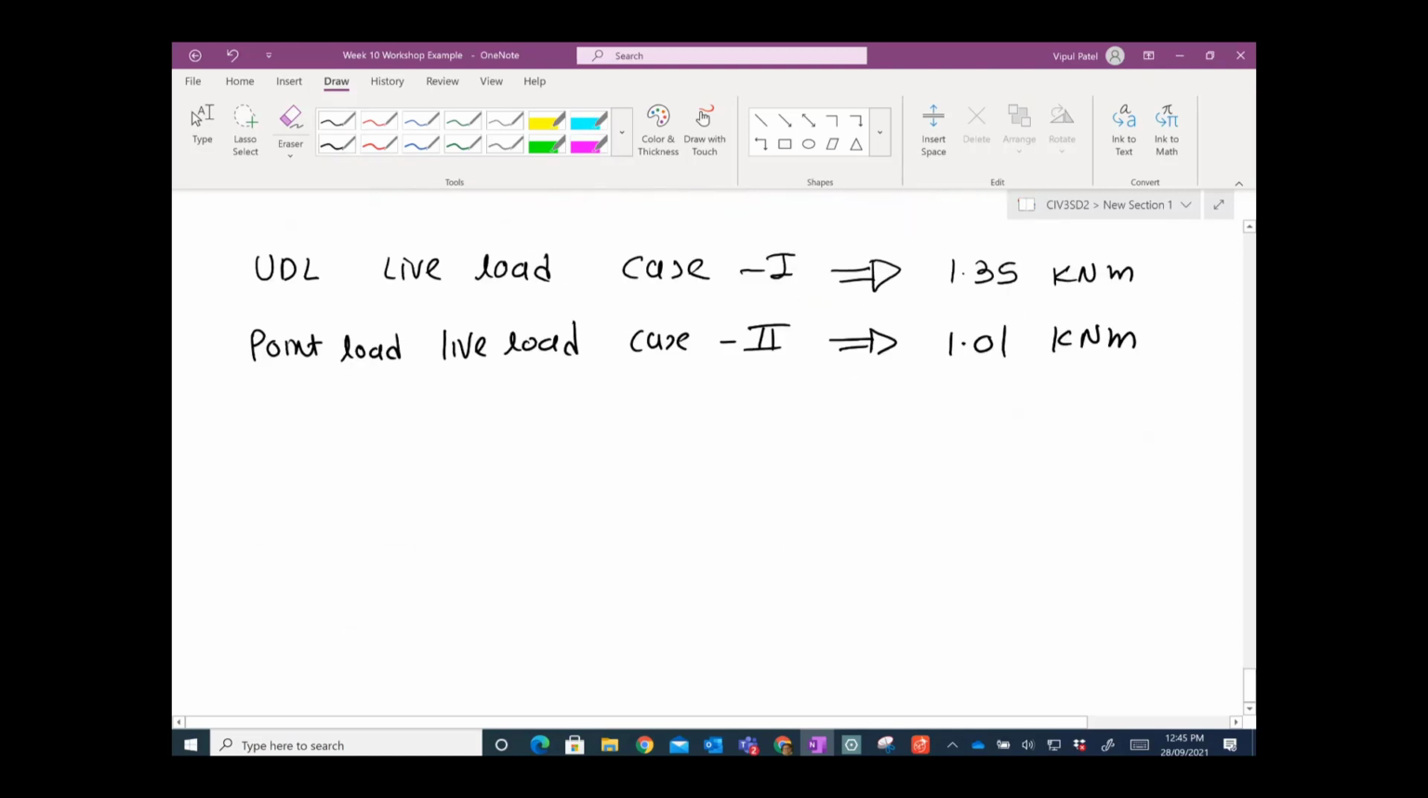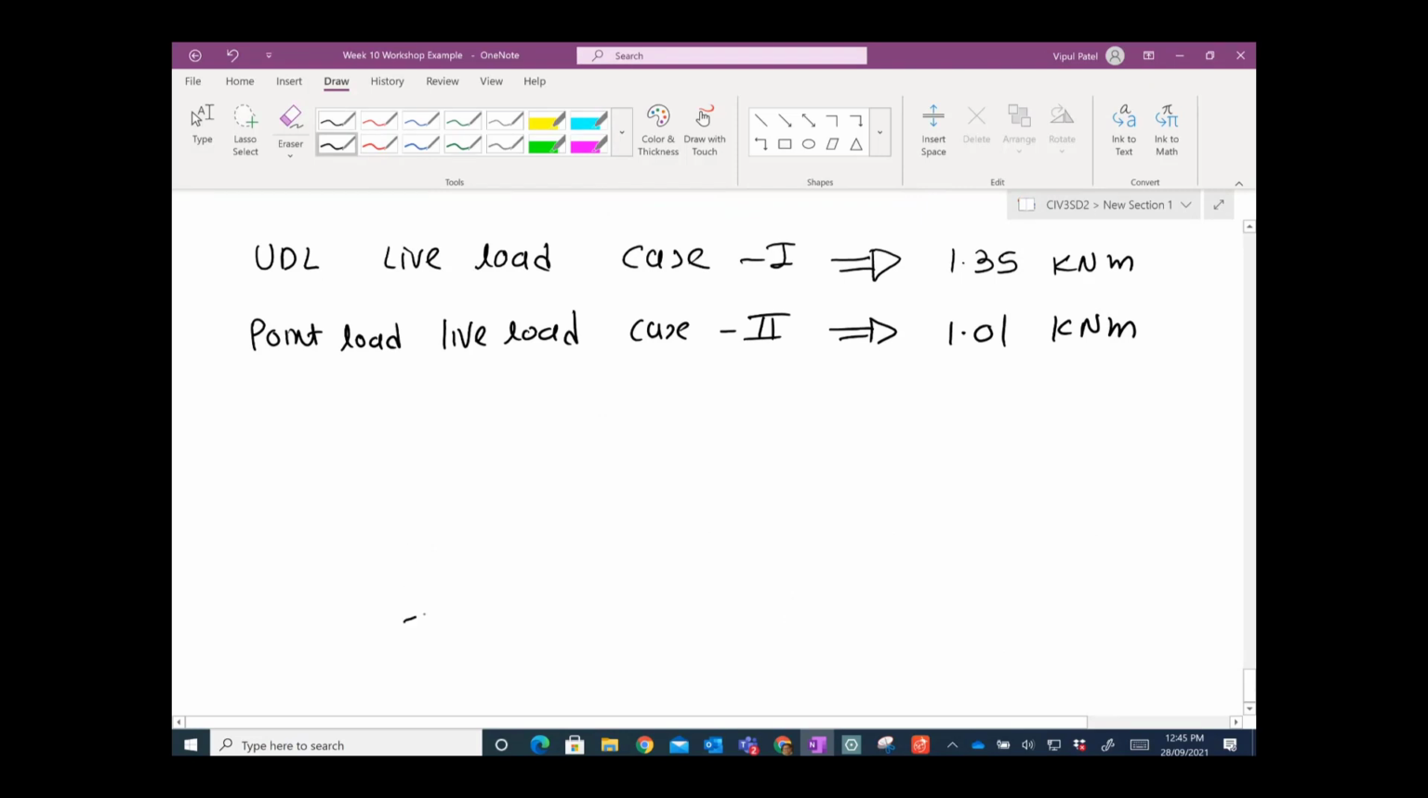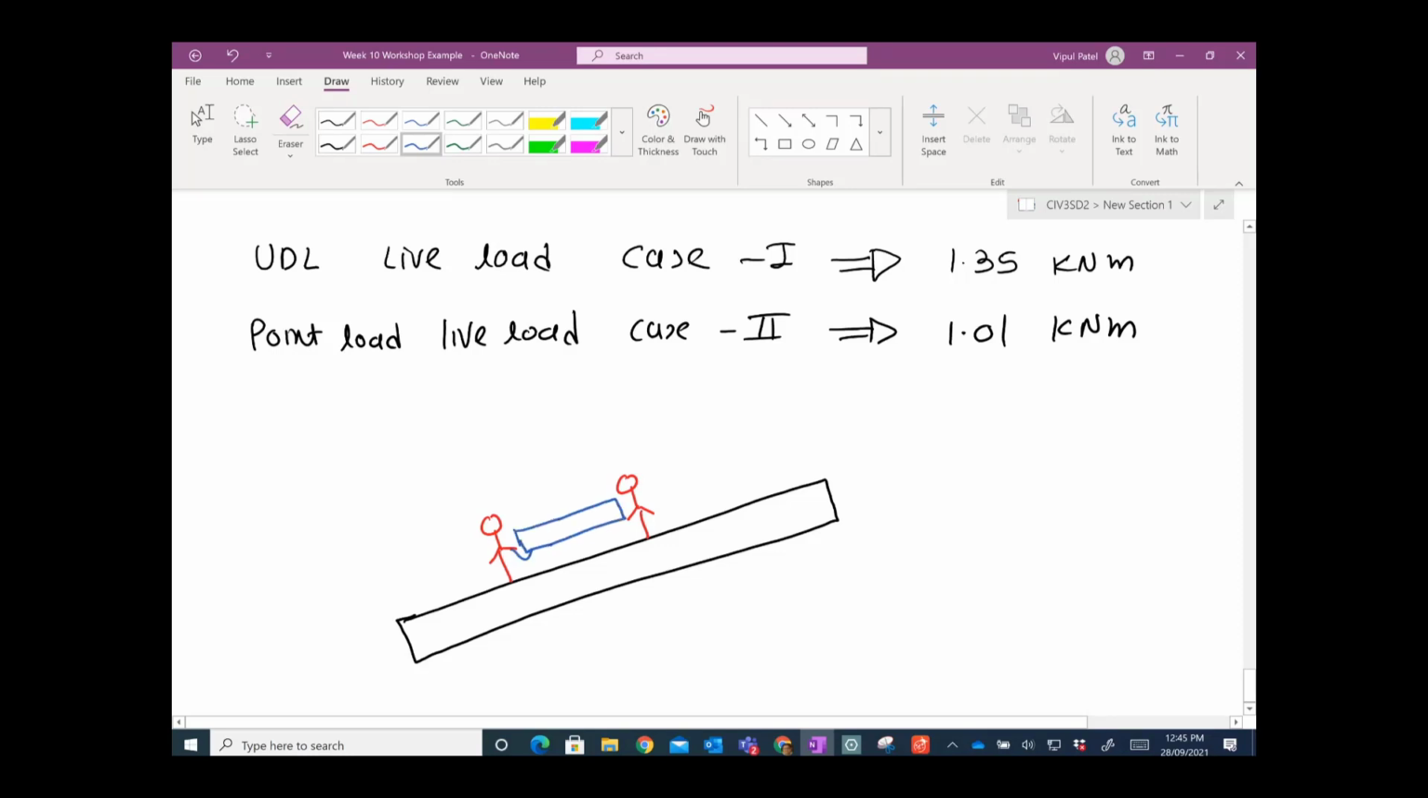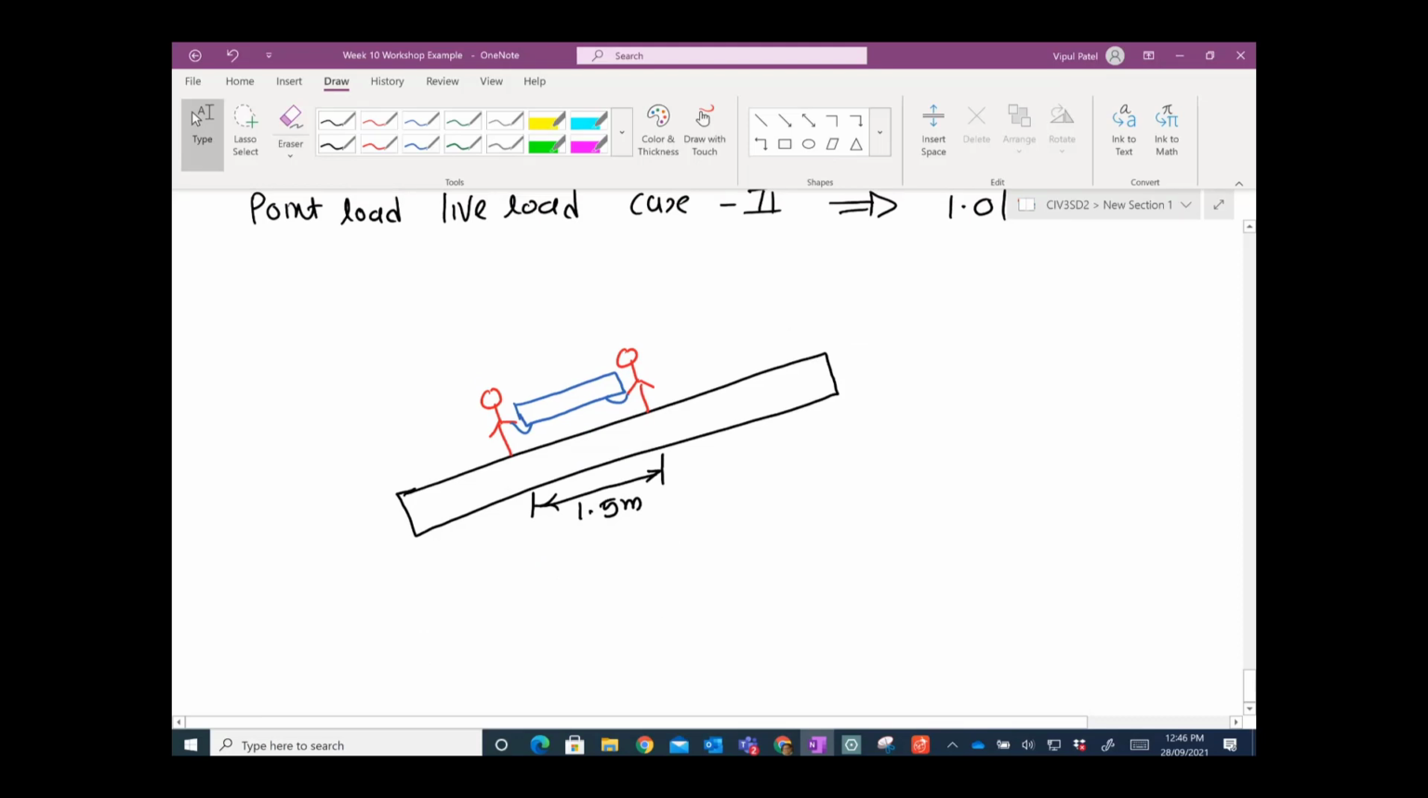All right. Now, another case that we want to investigate is two people carrying the refrigerator. Sorry about the drawing, but I hope it makes sense. Carrying the refrigerator, they are at a distance of 1.5 meters. I'm making this one up, okay? And someone just wants to have a refrigerator sitting upstairs, and someone carrying that refrigerator for you.